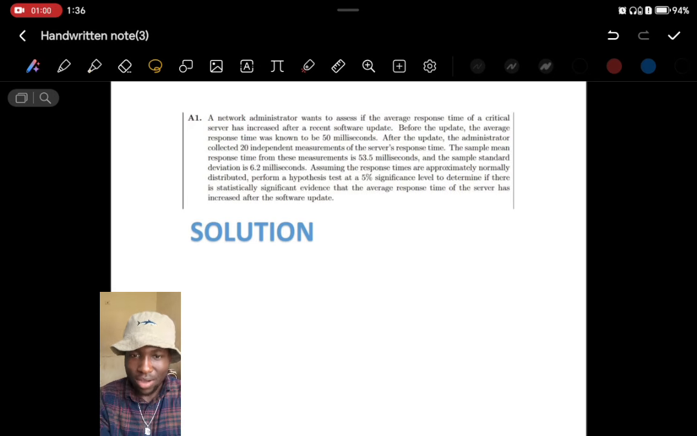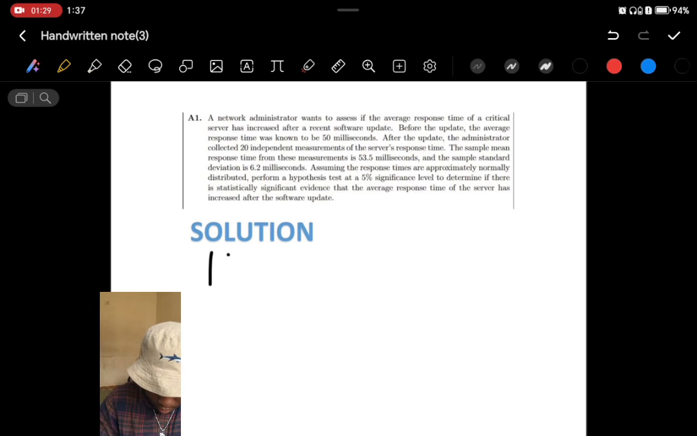What is our null hypothesis? This we already know: the average response time before the update was 50 milliseconds. The alternate hypothesis is what we want to investigate: that the response time increased after the update. So let's write our null and alternate hypothesis.